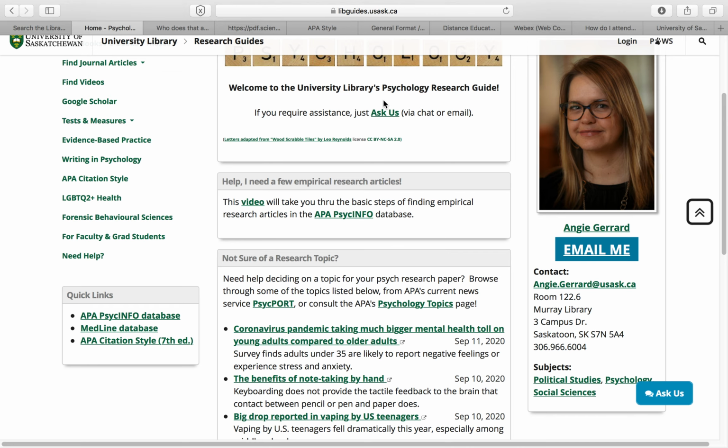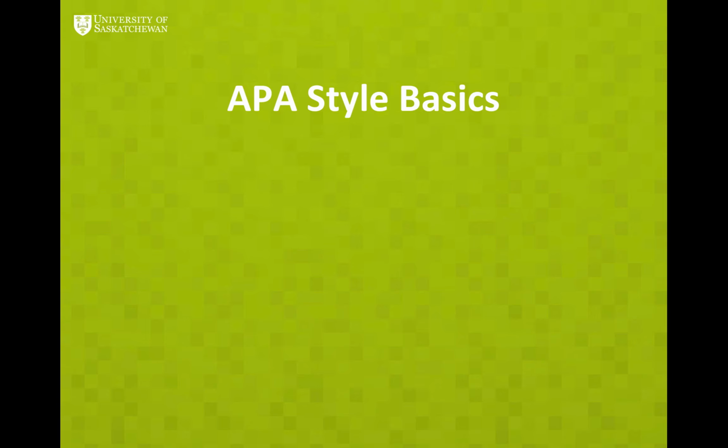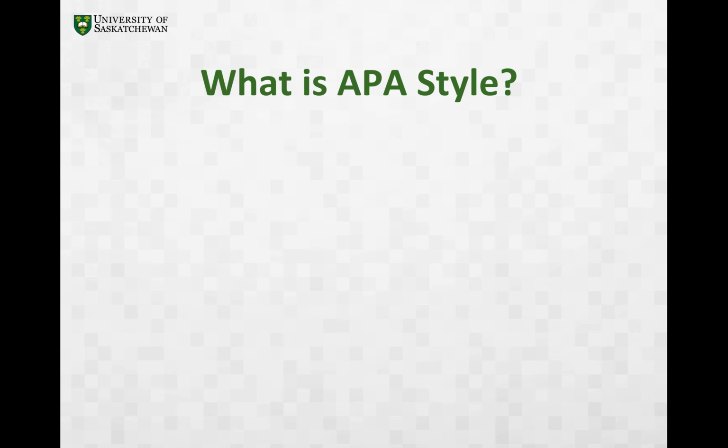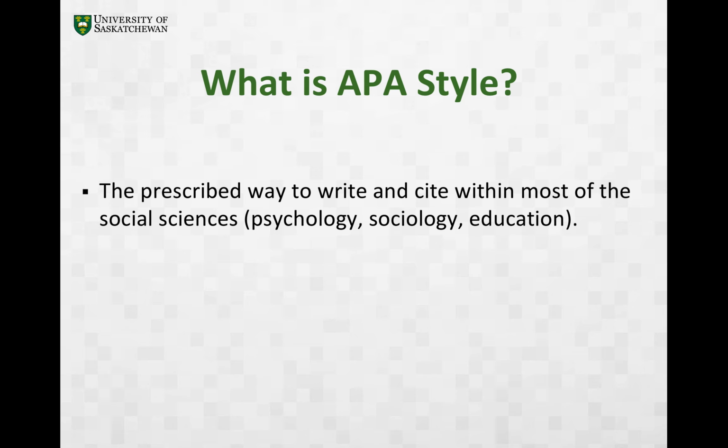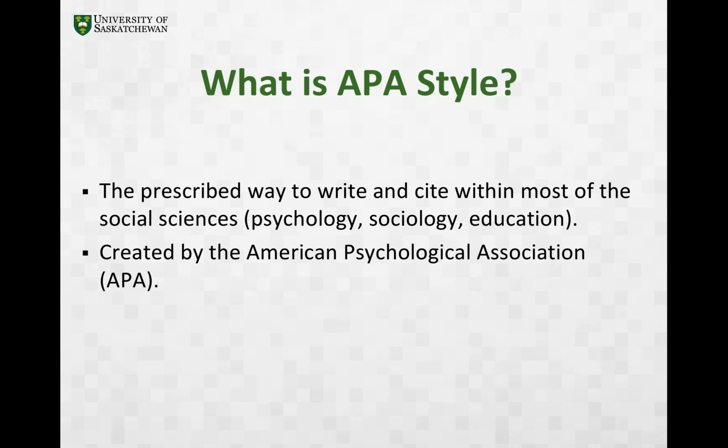Going back here for a minute to APA style. APA style is the prescribed way that we write and cite within most of the social sciences. You'll find psychology, sociology, and education all use the same style. So it's important for you to know APA style because you will likely use it in the future. On a probably biased opinion, I think APA style is one of the easier ways to write and cite. However, there are other people who may disagree with that.